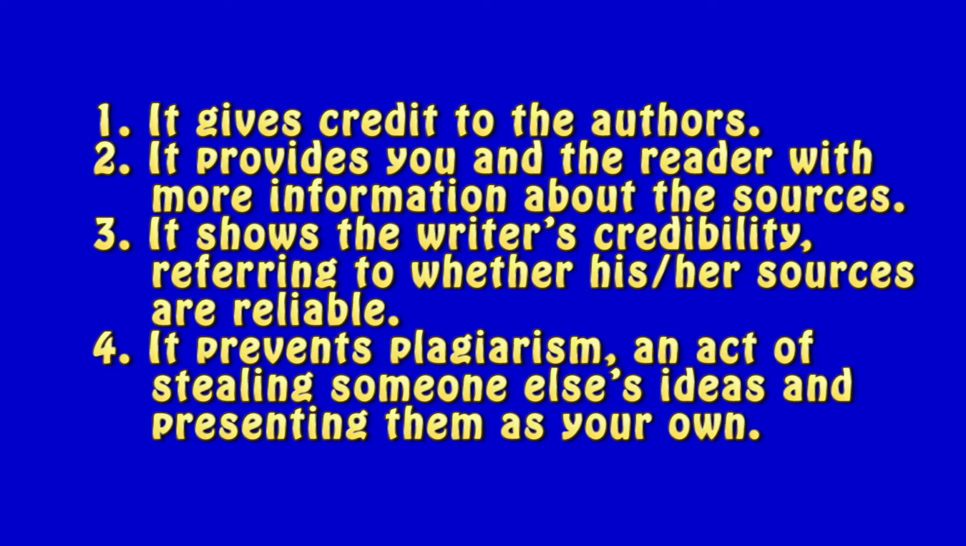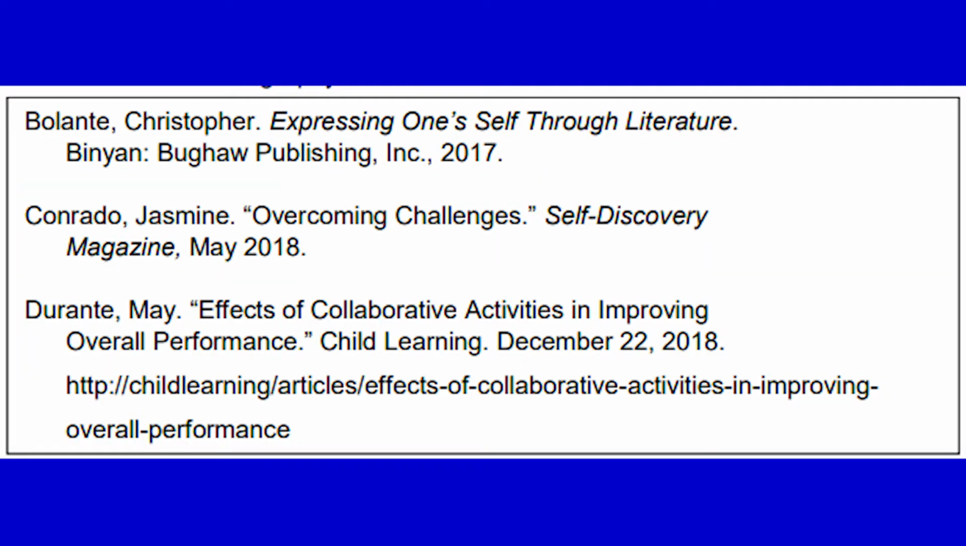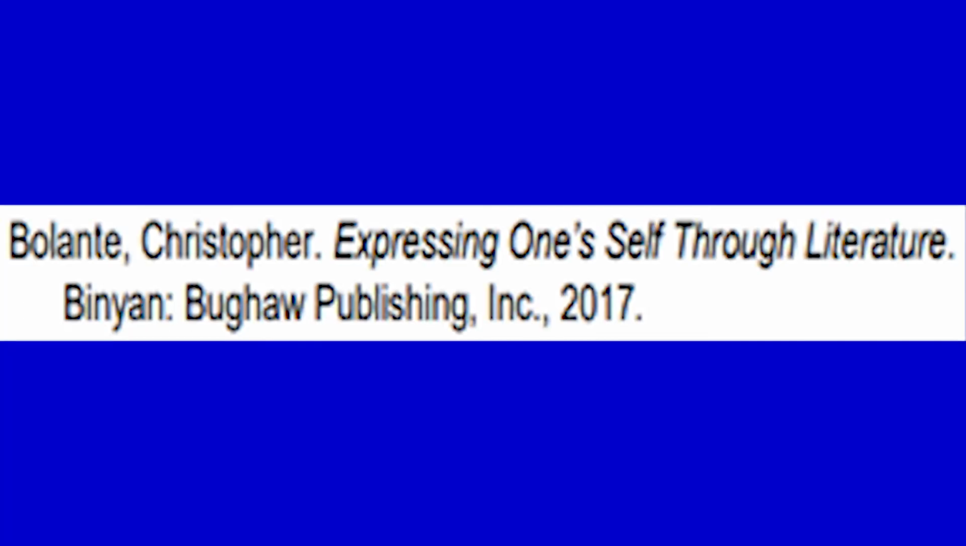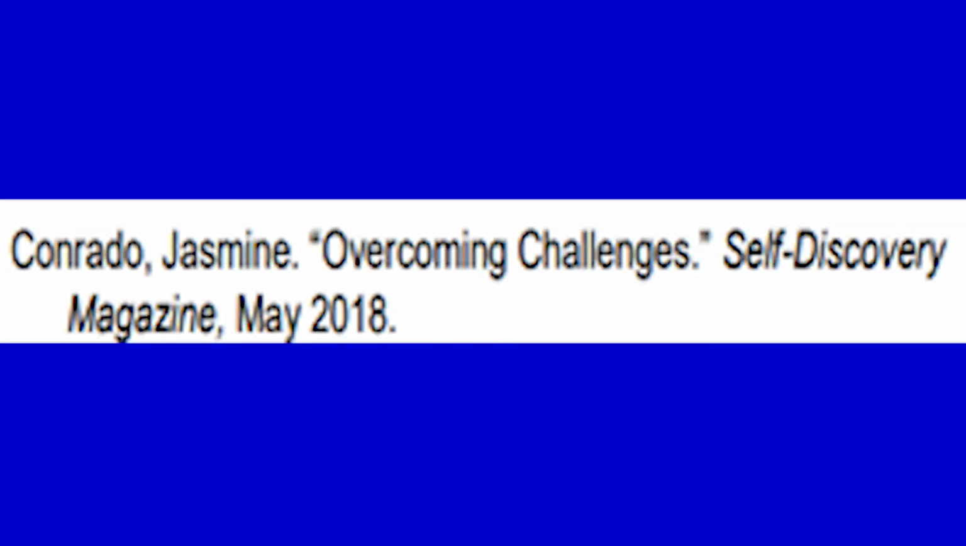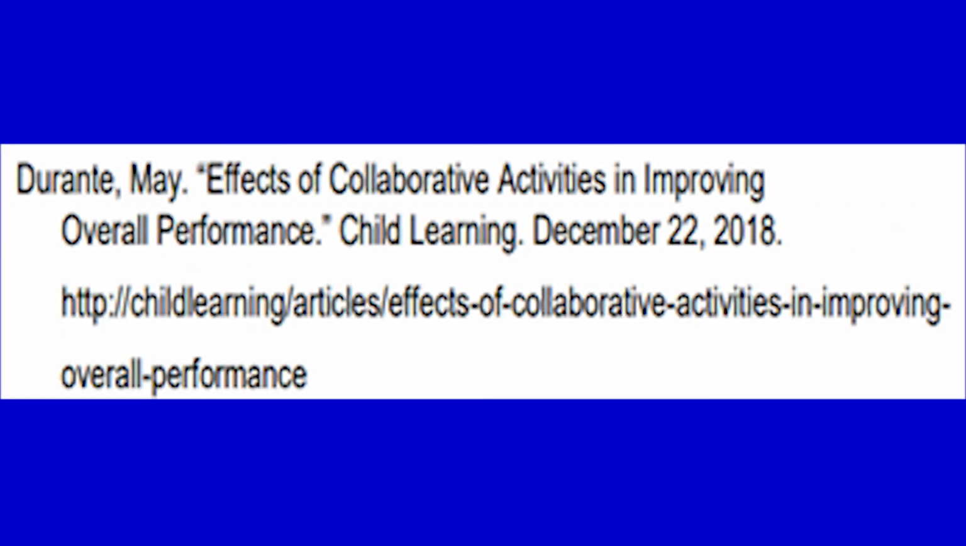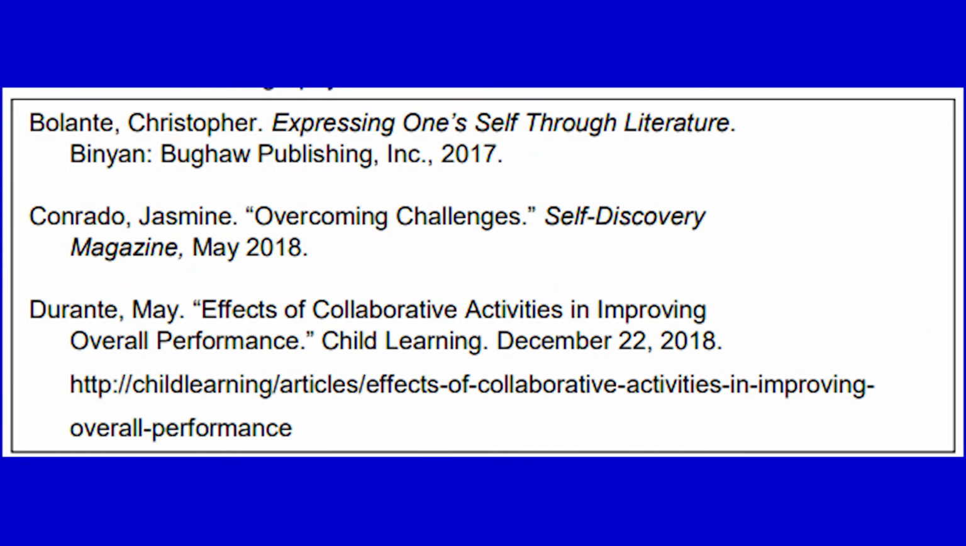One way of citing your sources is through listing them on a separate page of your research paper. This page is what we call a bibliography. Look at the sample text inside a box. How many sources do you see? Yes, there are 3 sources here. The author of the first source is Bolante Christopher. The second source, Conrado Jasmine. And the third source, Durante May. So there are 3 sources written inside the box, and these are called the bibliography.